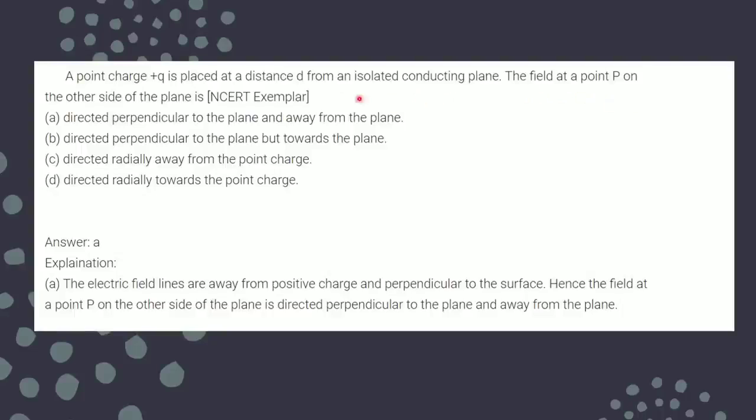The field at a point P on the other side of the plane. If you are putting the charge plus Q at a distance d, this diagram I have already shown to you in the previous slide, then it is of course going to be perpendicular and outward, because a positive charge is there, so it has to be outward, away from the plane. By the knowledge of simply electric field lines, you can select the answer from the given options, and the first option is correct itself, so you can answer it.